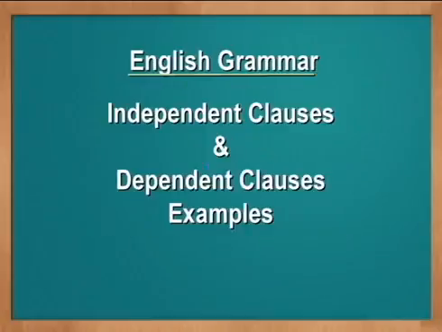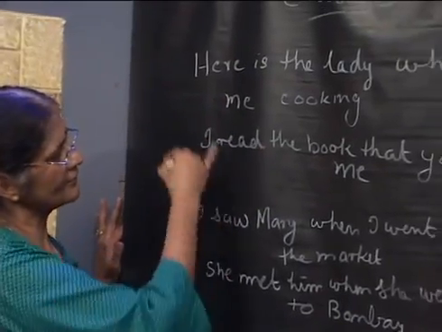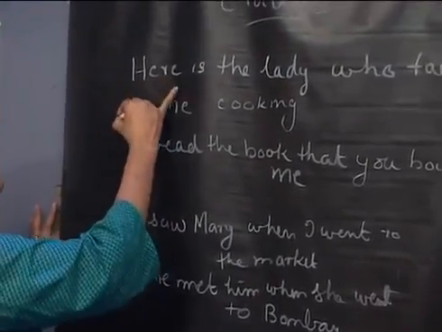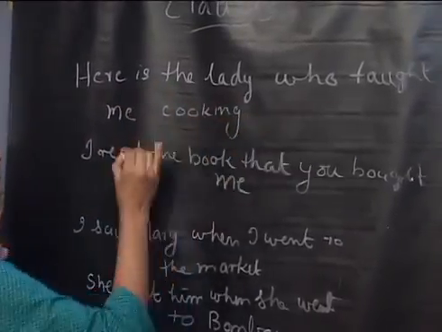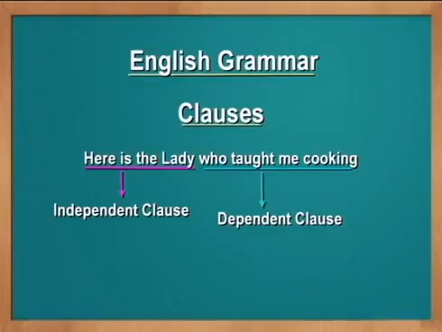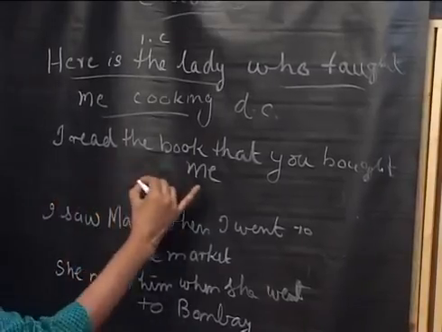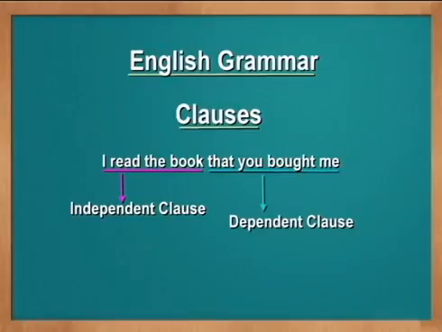Now, let me give you more examples of clauses. Let us see these sentences. Here is the lady who taught me cooking. "Here is the lady" is the independent clause. "Who taught me cooking" is the dependent clause. I read the book that you bought me. "I read the book" is the independent clause. "That you bought me" is a dependent clause.